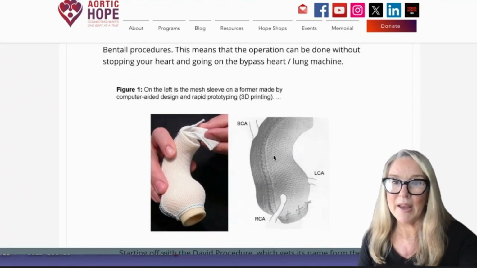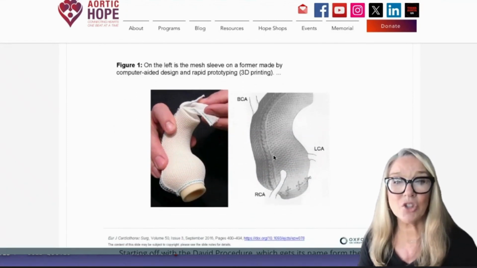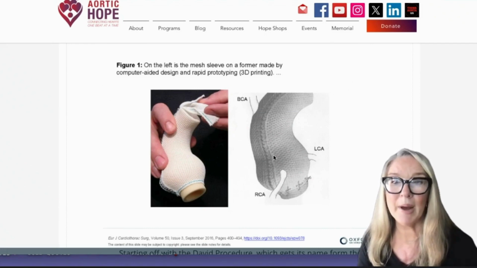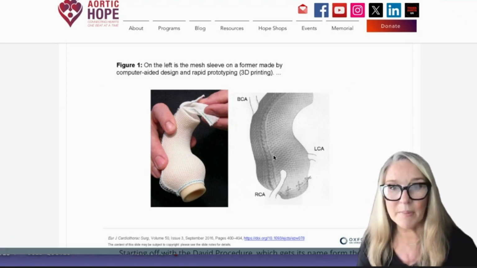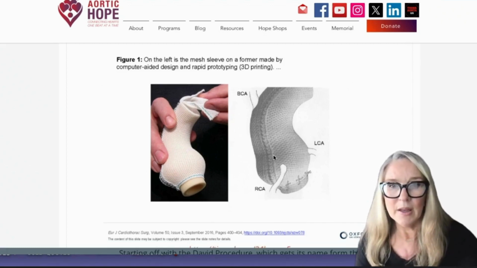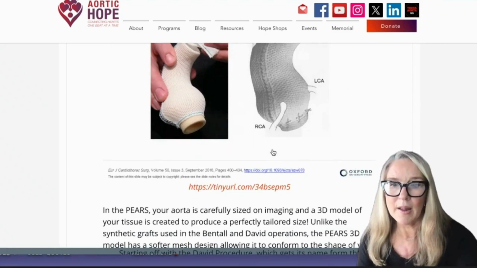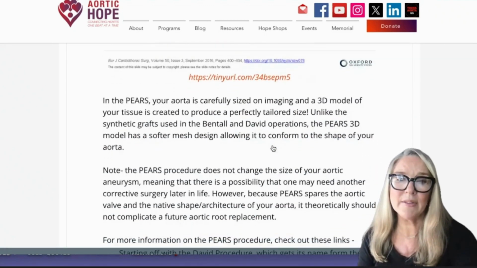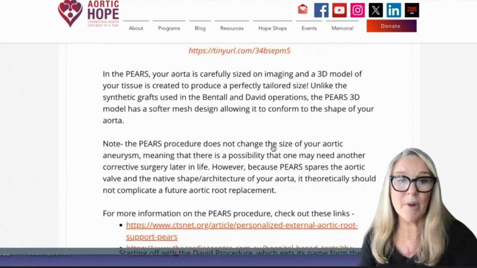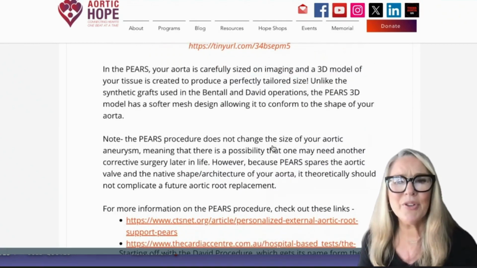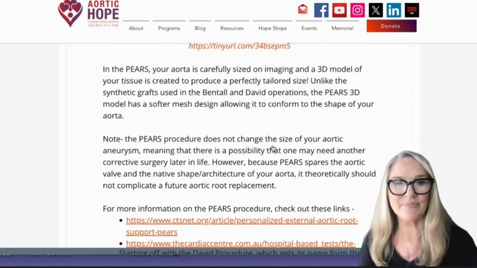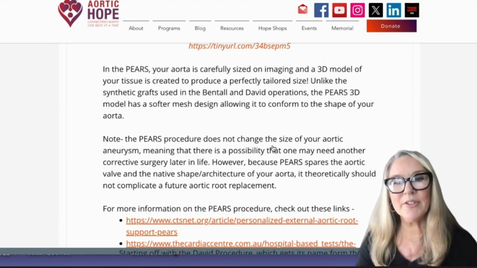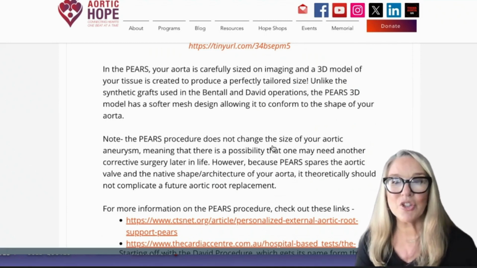Here we have a picture. On the left is the mesh sleeve of a Pears, made by computer-aided design and rapid prototyping, 3D printing. Just amazing stuff. In the Pears procedure, your aorta is carefully sized on imaging and a 3D model of your tissue is created to produce a perfectly tailored size. Unlike the synthetic grafts used in the Bentall and David operations, the Pears 3D model has a softer mesh design, allowing it to conform to the shape of your aorta.